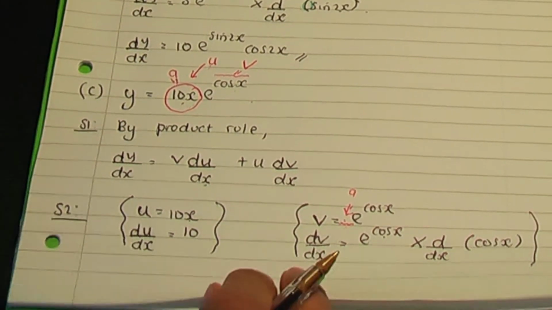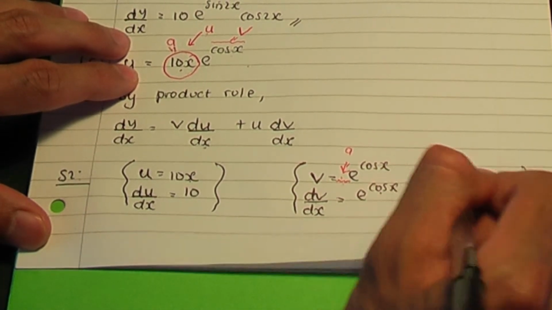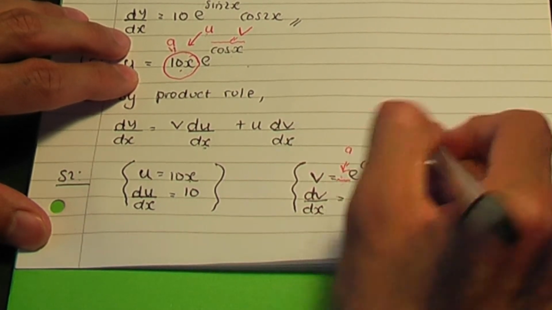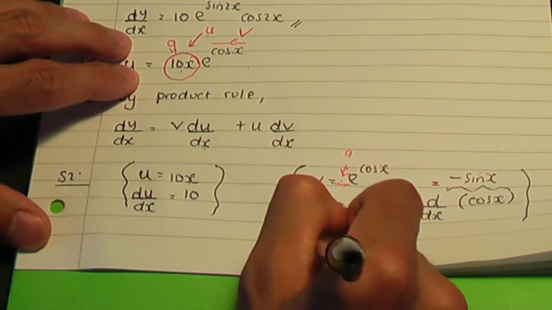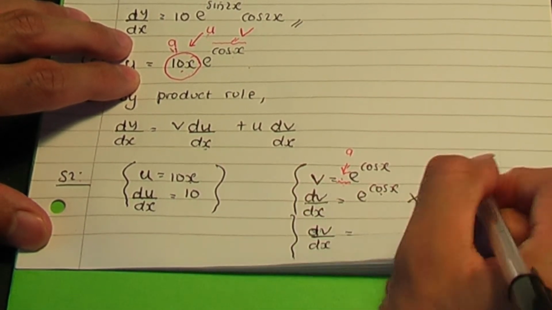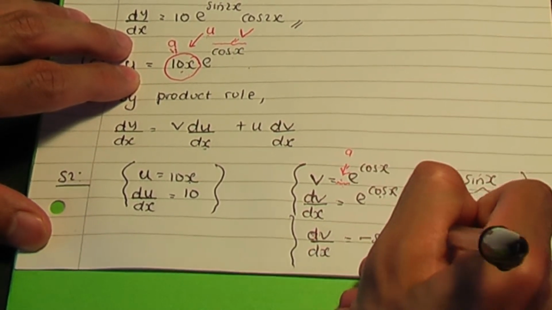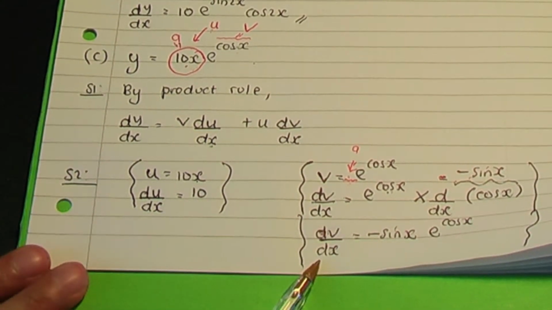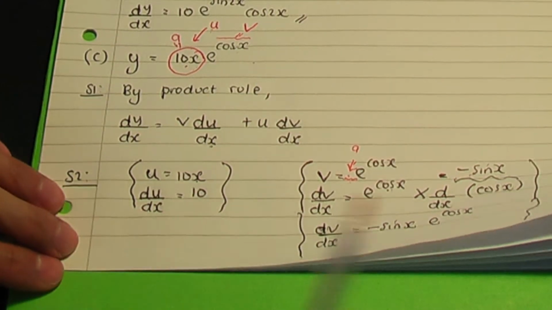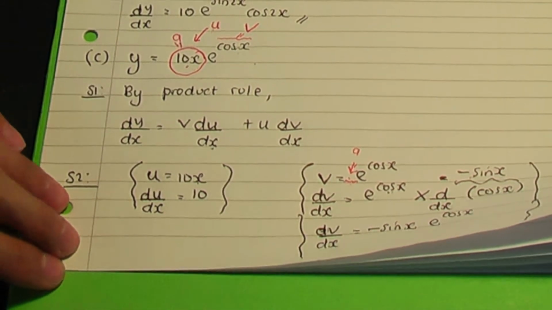Okay, so going back to the derivatives of trigonometric functions, when I differentiate cos, that's the standard result, it's minus sine. So let me continue. dv over dx is minus sine x e to the power cos x. So that is the derivative for dv over dx. Okay. Now let me substitute the results for du over dx as well as dv over dx into my product rule. So let's see what we have.